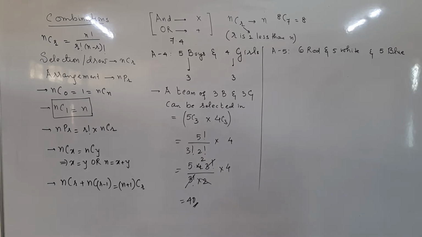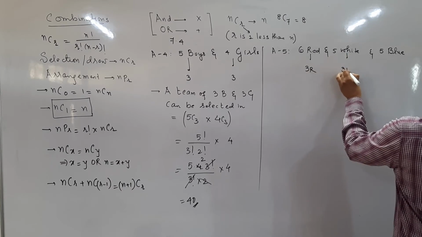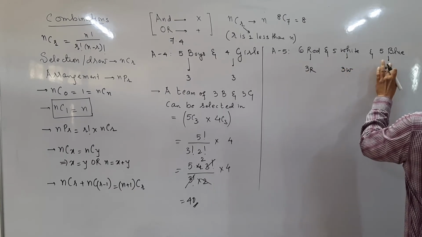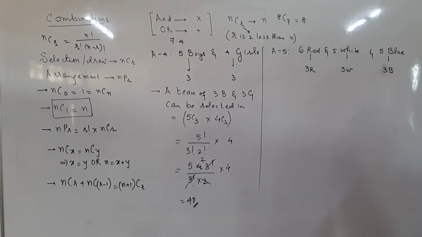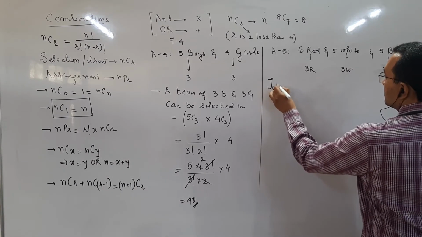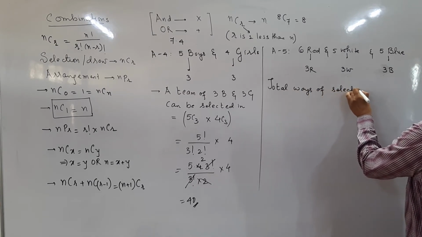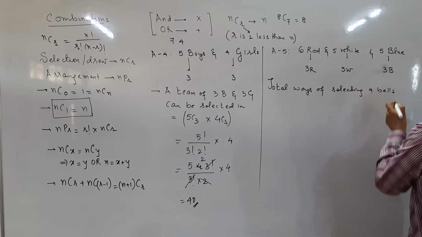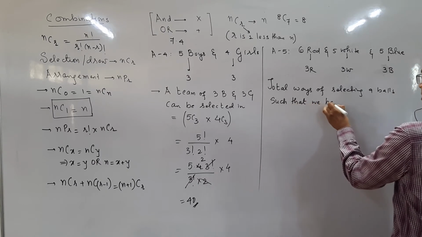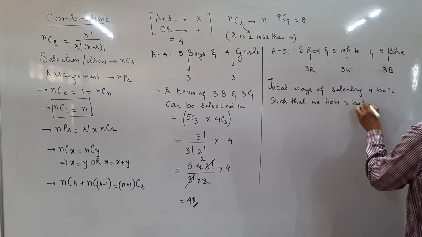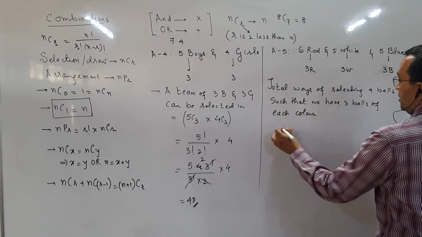So from 6 red, I have to select 3 red. From 5 white, I have to select 3 white. And from 5 blue, I have to select 3 blue. So the total number of ways of selecting 9 balls such that we have 3 balls of each color is equal to.